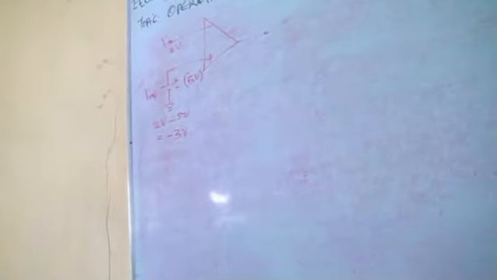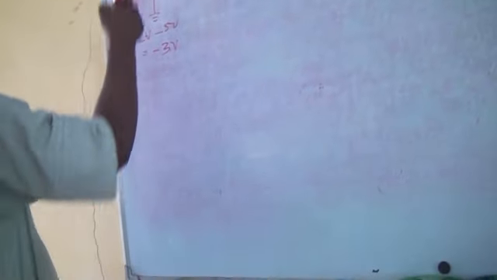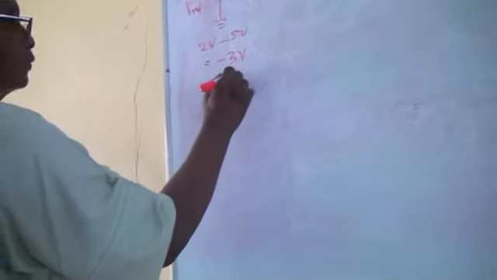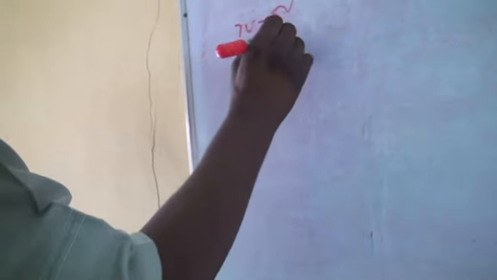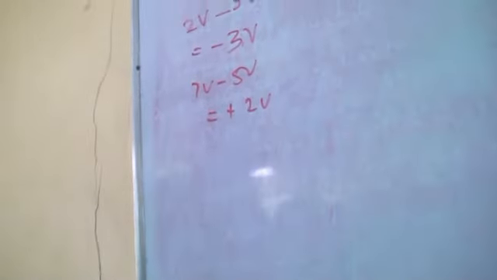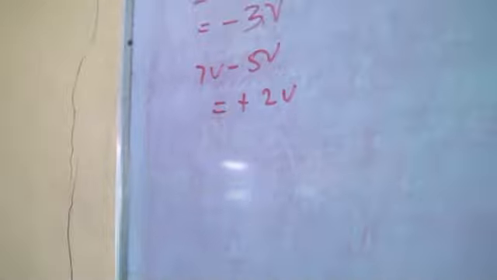So if you have like 7 volts, which is higher than the voltage reference, 7 volts minus 5 volts will give you positive 2 volts. It will swing to maximum positive in this case. That's what I'm saying.